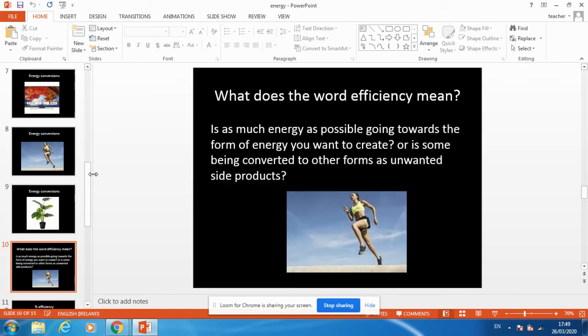So the word efficiency, what does the word efficiency mean? So efficiency, girls, is how good an appliance or an organism is at converting from one energy source to another. So if we look at the runner here, the runner wants to convert as much of the energy in her food, the chemical energy in her food, to kinetic energy. There will be some loss of energy here in terms of heat, girls. It's almost impossible to get a completely efficient organism or a completely efficient appliance.